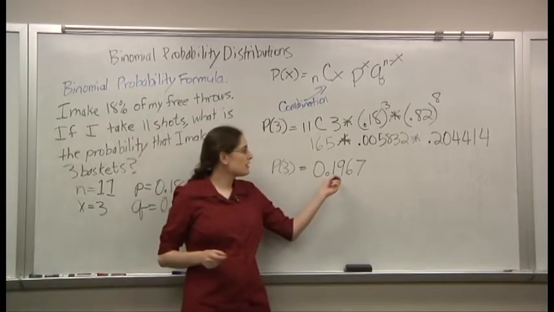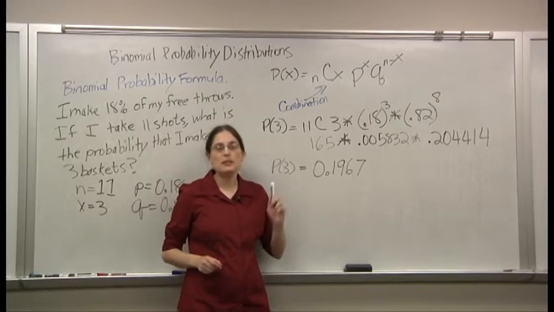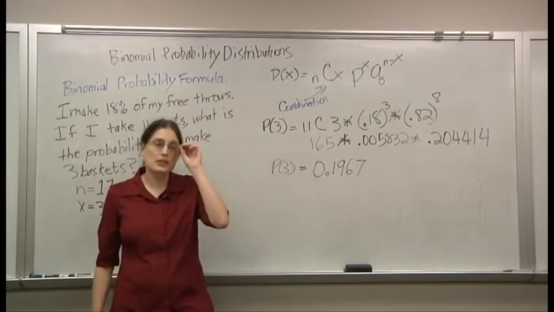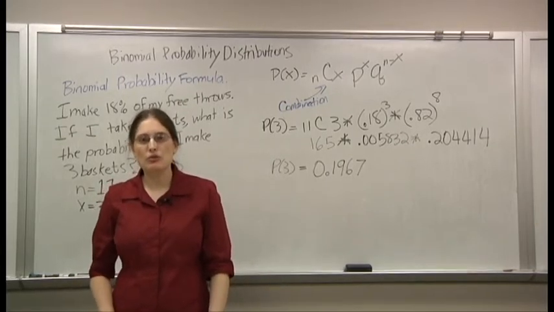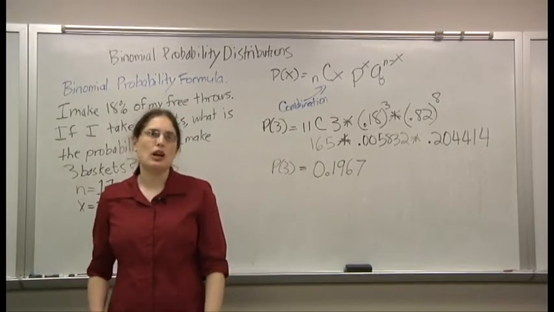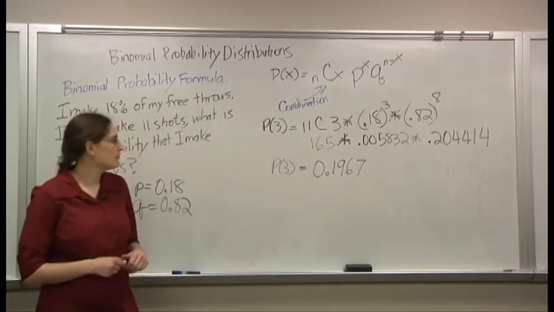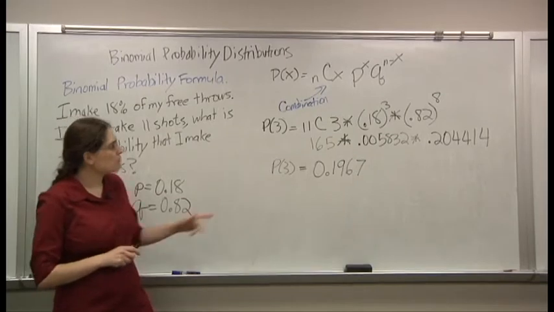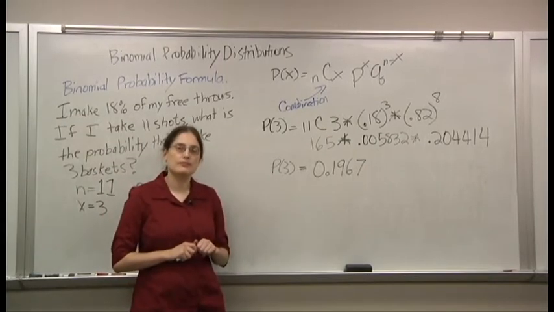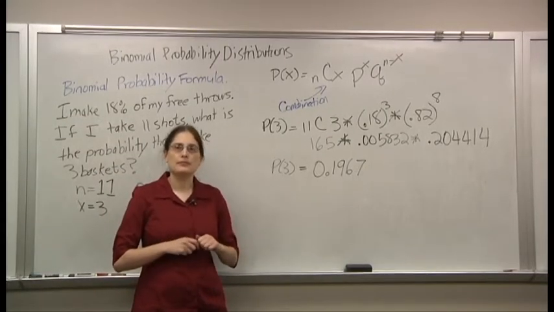Now, your answer here, it's a probability. It has to be a number between 0 and 1. If you get something greater than 1, that's a problem. So the probability of 3 baskets is right about 20%. Okay.